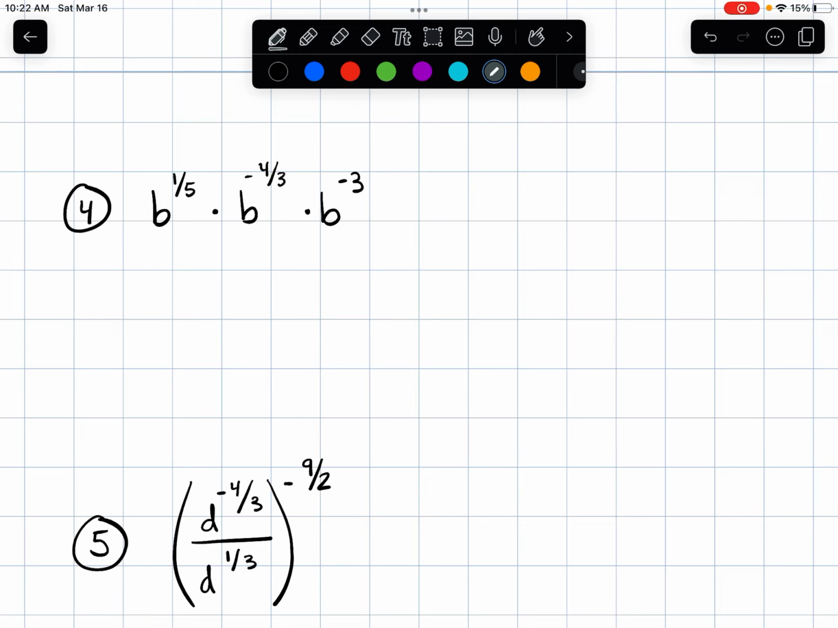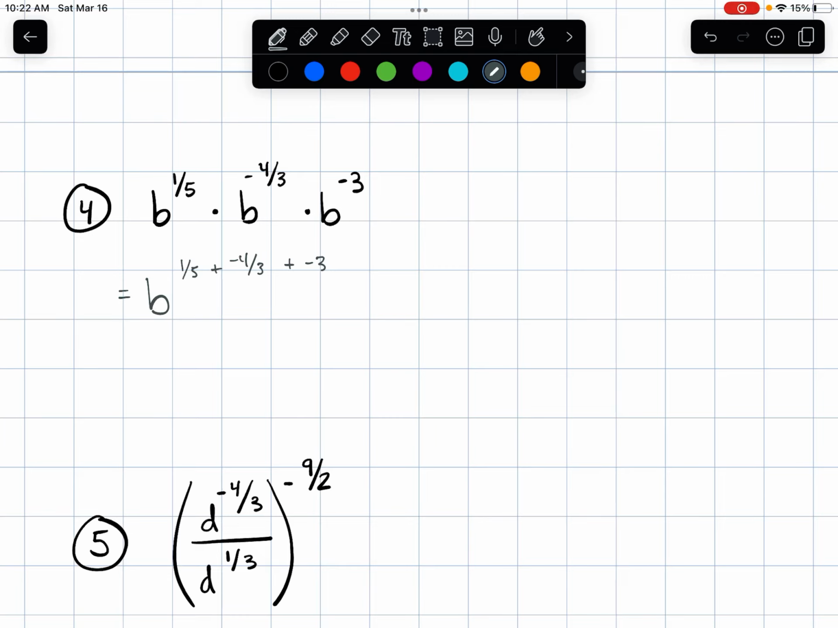Problem number 4, okay? Kind of like the first one we did, but now we have 3 of the same base. So I'm just going to go ahead and add these all together. So this is going to be the same thing as b to the 1/5 plus negative 4/3 plus negative 3. I'm just going to add all of these together.